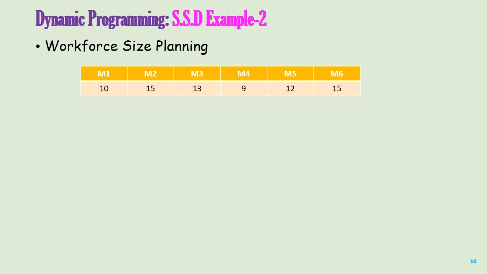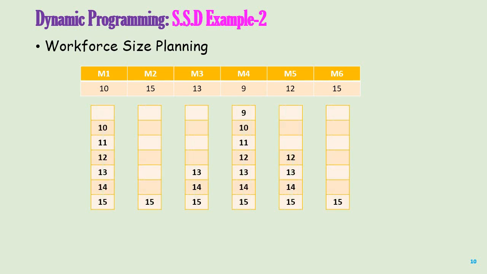In this problem, the stages could be these months, and whenever you have a problem with time periods, the time periods can be considered as stages. The state variable is the number of employees. For example, in month 1, the number of employees could be 10, 11, 12, up to 15. Whereas in month 2, the number of employees could be only 15. And so on and so forth. So these are the states for the stages.